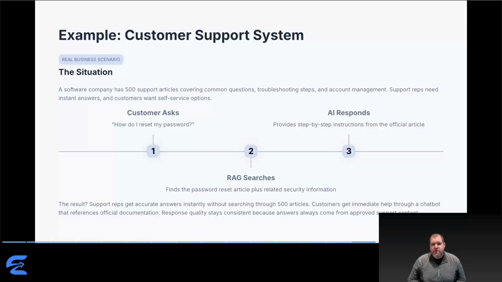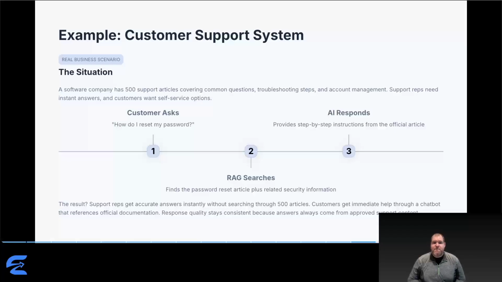Let me show you what this looks like in practice with a customer support scenario. A software company has 500 support articles covering everything from common questions to complex troubleshooting. Support reps need instant answers, and customers want self service options through a chatbot. Customers ask, how do I reset my password? The RAG system searches those 500 articles, finds the password reset article plus related security information, and the AI provides step by step instructions from the official documentation.